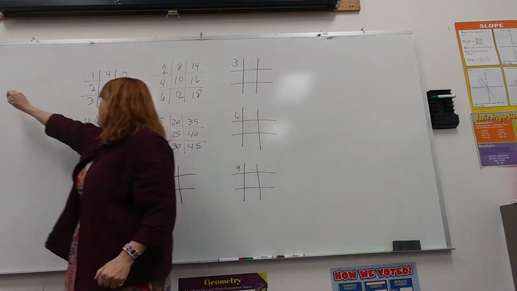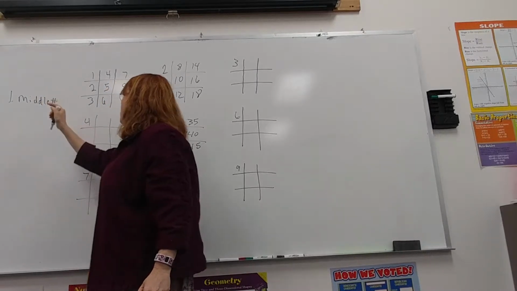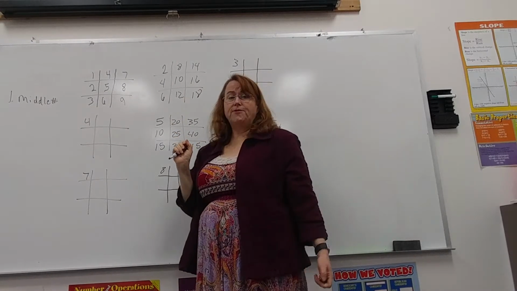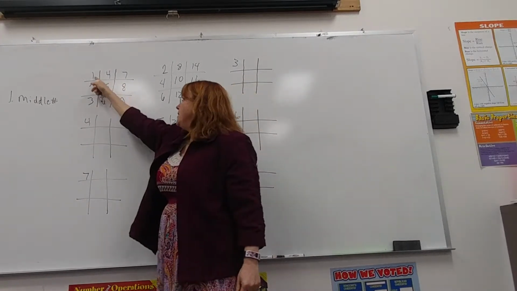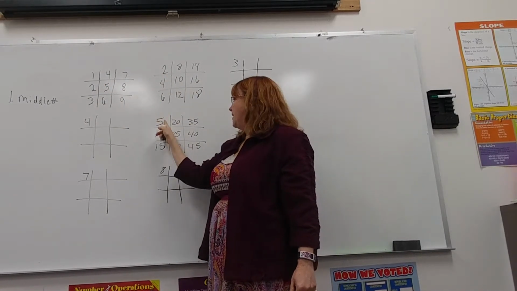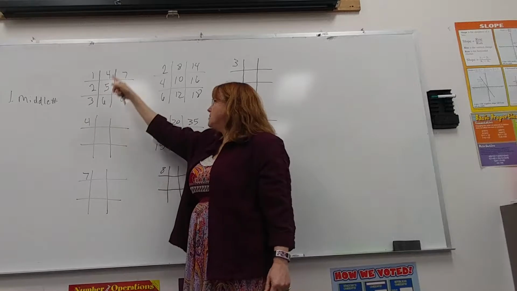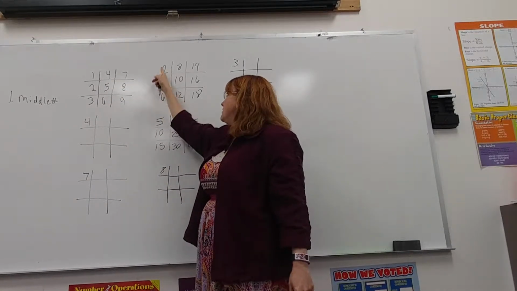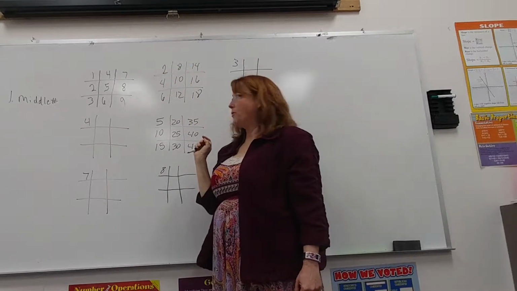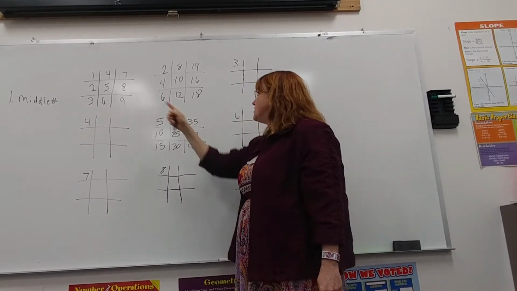Step number 1 is the middle number. If you look at our middle number, it's a 5, it's a 10, it's a 25. That is our times 5 number. 1 times 5 is 5. 2 times 5 is 10. 5 times 5 is 25. So as you can see, these spaces are how many times it is. So this is 2 times 3, 2 times 9, 2 times 7, and so forth.